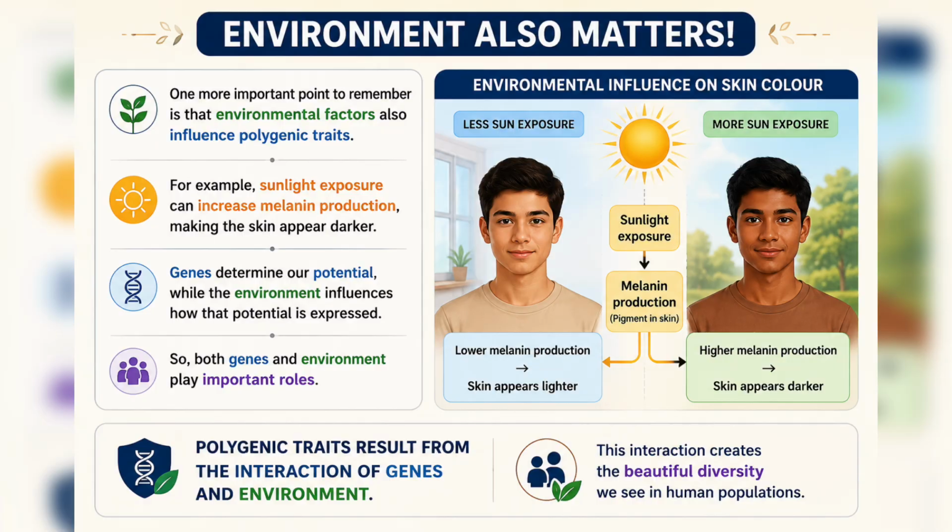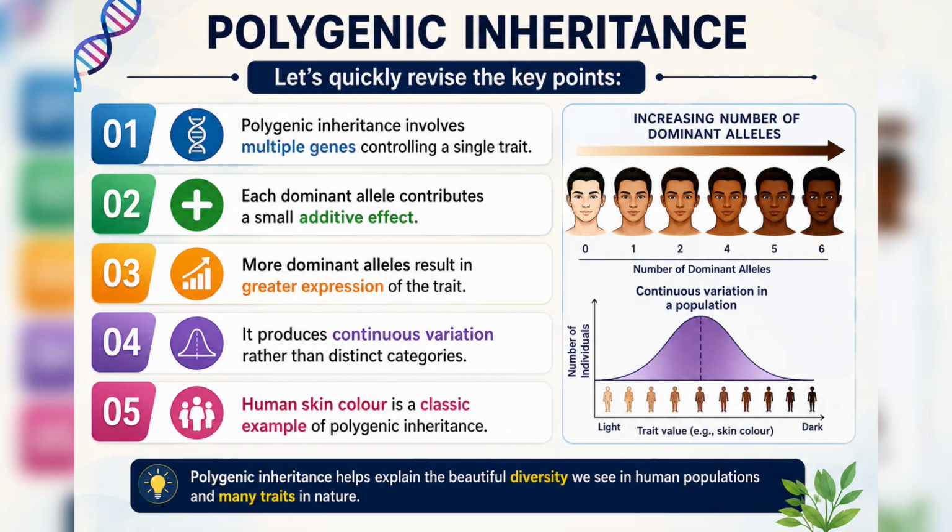Let's quickly revise the key points. Polygenic inheritance involves multiple genes controlling a single trait, and more dominant alleles result in greater expression of the trait. Each dominant allele contributes a small additive effect, and it produces continuous variation. Human skin color is the classical example. Thank you.